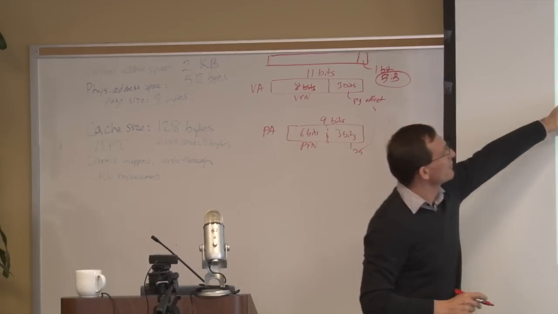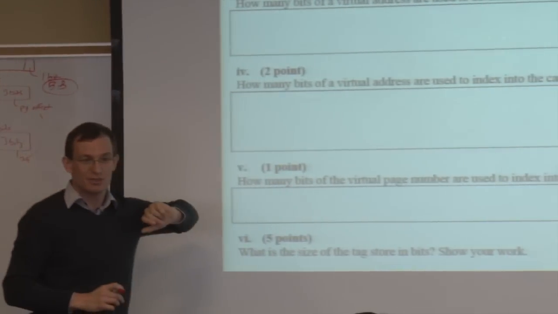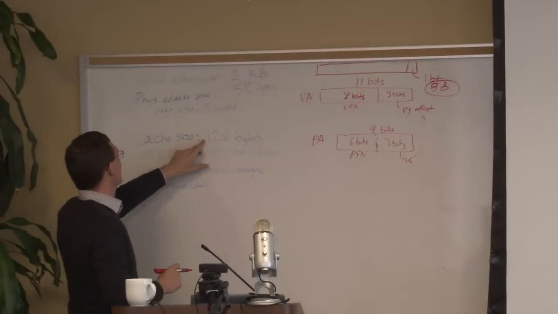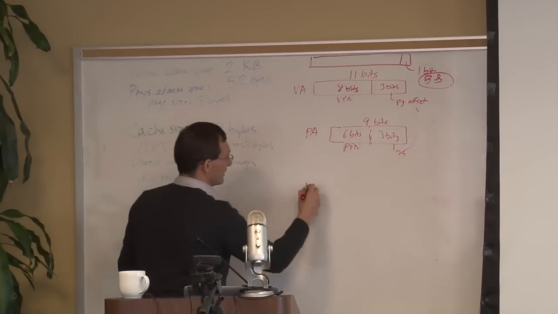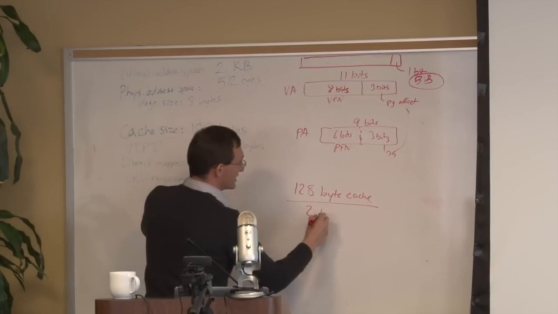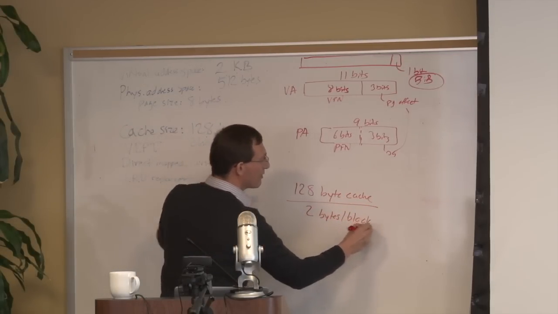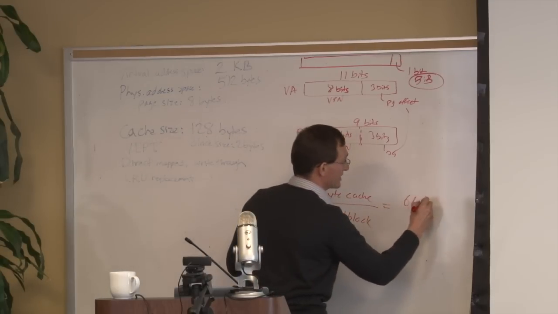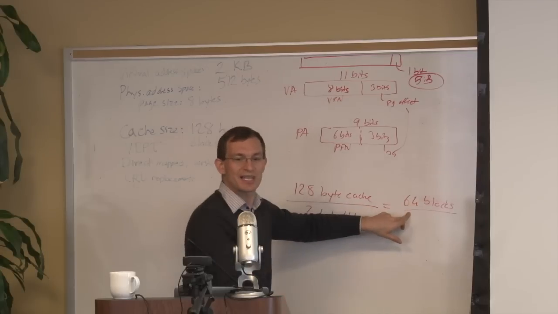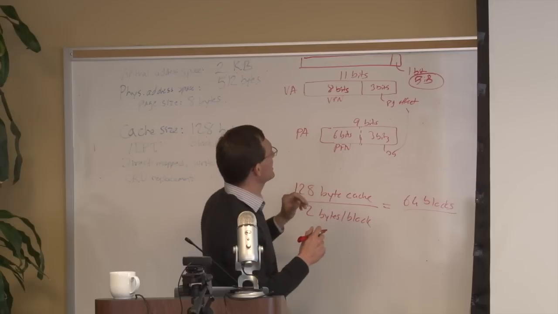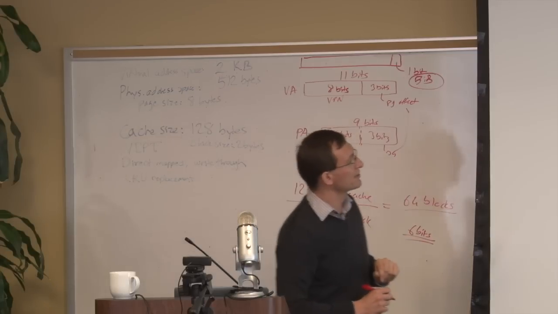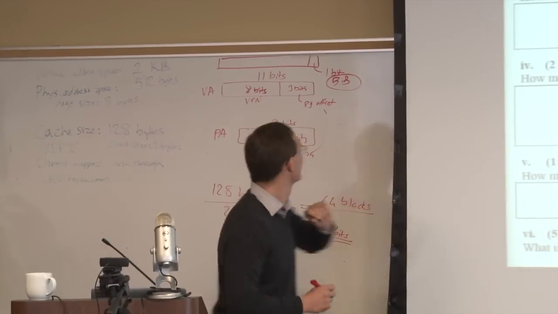Okay? How many bits of a virtual address are used to index into the cache? Which bits exactly? Well, now we need to figure out how many indices we have. The cache is direct mapped. Its size is 128 bytes. Cache divided by 2 bytes per block, and you have only 1 block per set, which means that there are 64 blocks in the cache, and it's direct mapped, which means that there are 64 sets, right? Well, in order to index into the 64 sets, you need 6 bits. The answer should be 6 bits, right?